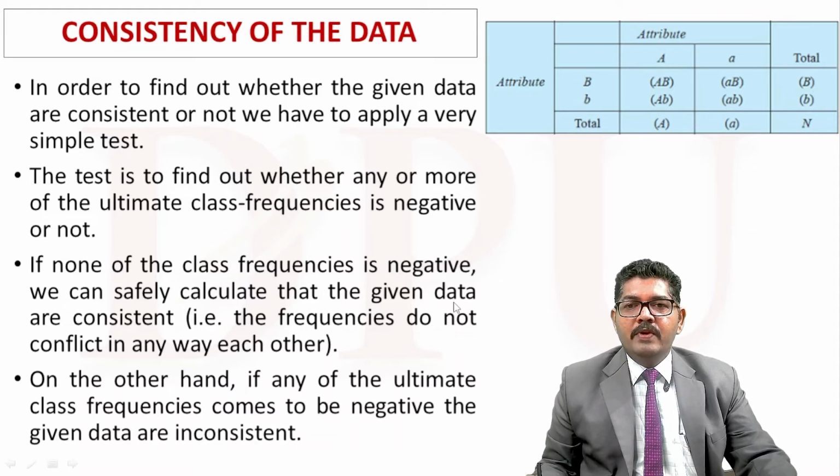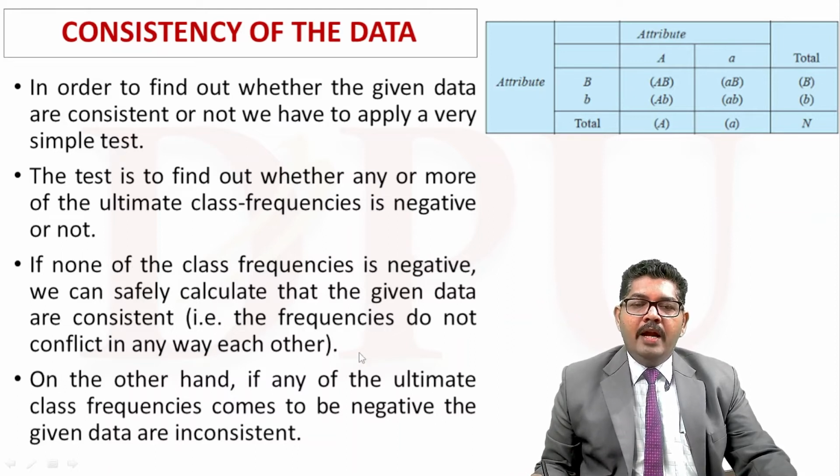So what test do we have to conduct? We have to put all the values in this particular table and find out whether there is any negative value or not. If none of the class frequencies is negative, so if there is no negative value in the class frequencies in the brackets, then we can say that the data are consistent. The frequencies do not conflict with each other if all these values are positive.